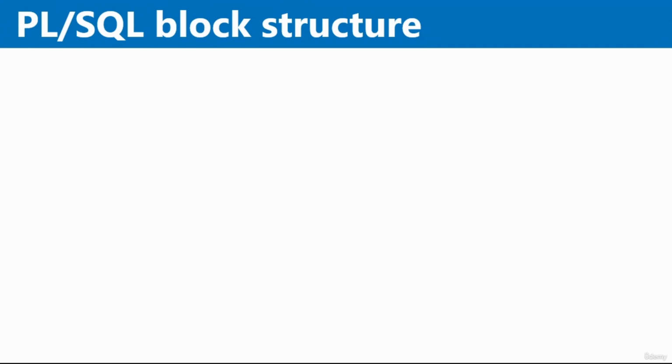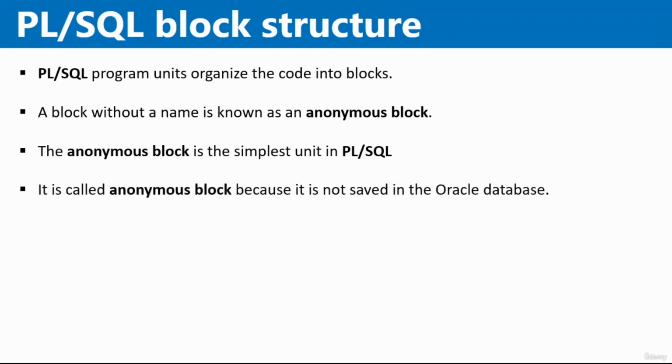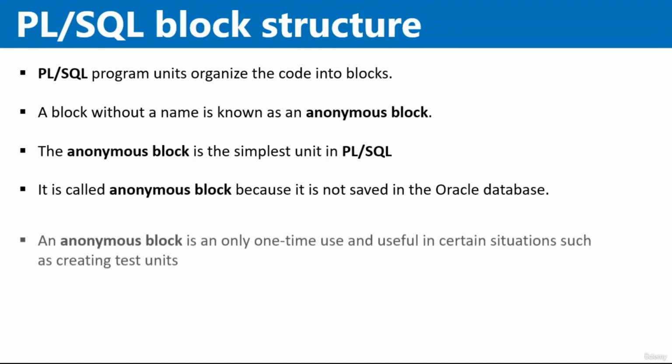PL/SQL program units organize the code into blocks. A block without a name is referred to as an anonymous block. The anonymous block is the simplest unit in PL/SQL. It is referred to as the anonymous block because it is not saved in the Oracle database. An anonymous block is only for one-time use and is useful in certain situations such as creating test units.